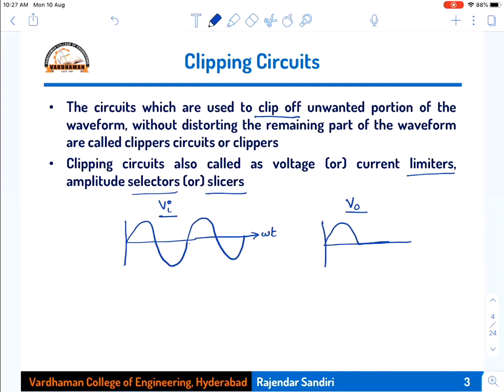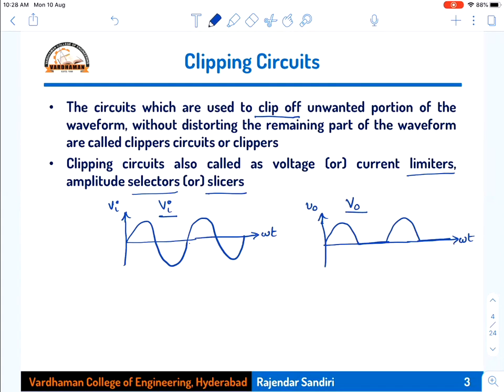Omega t is taken on the x-axis and input is taken on the y-axis, then your output V naught is on the y-axis and omega t is taken on the x-axis. Then the negative portion is clipped off. Then only the positive portion will remain. This is also the output of the half wave rectifier. So the half wave rectifier is also one of the clipper networks.